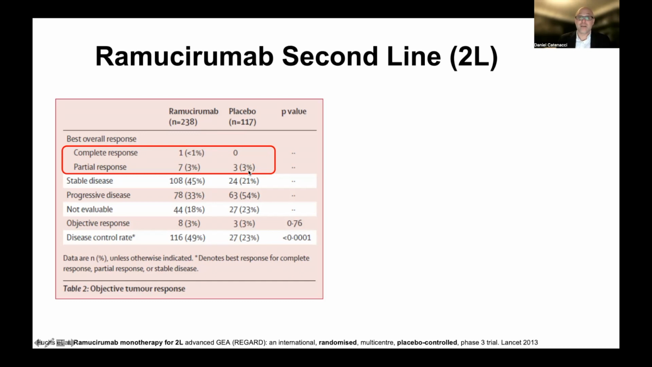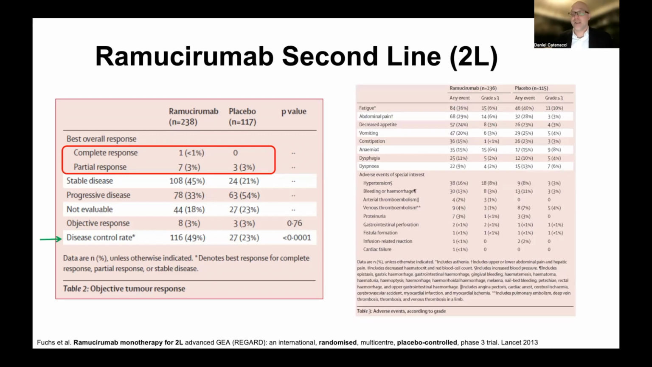Now, it's not many, but it is a number. And in fact, in this particular study, the response rates were no different with ramucirumab alone versus best supportive care. So the next question one might ask is, how does this drug work to improve survival and if it's not shrinking the cancer? Well, the disease control rate was better. And so it was able to control the cancer longer than without it. And so ultimately it showed that that translated into a progression-free survival and an overall survival and led to its approval as a monotherapy.